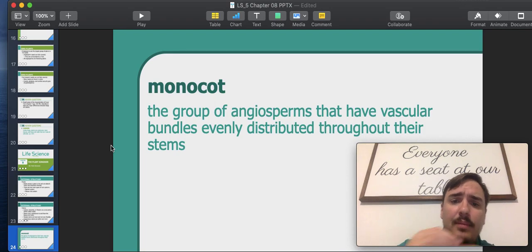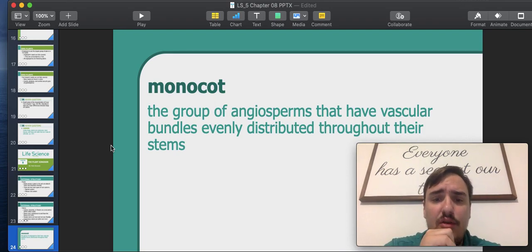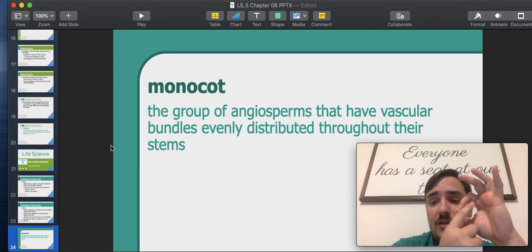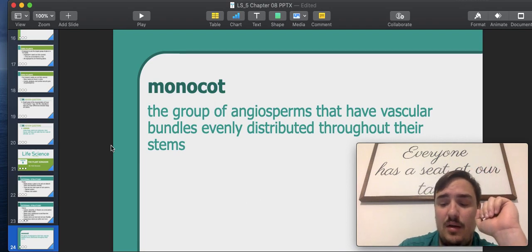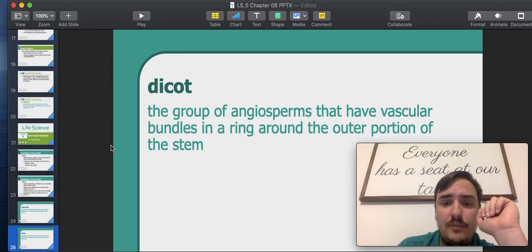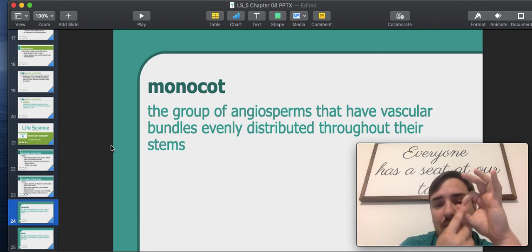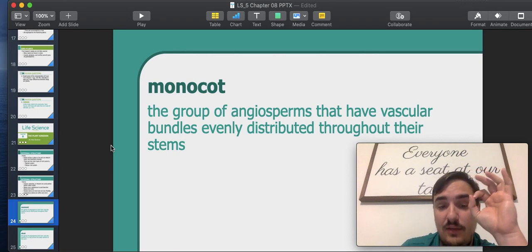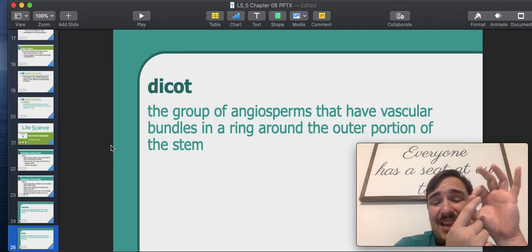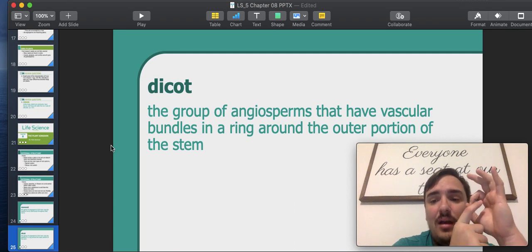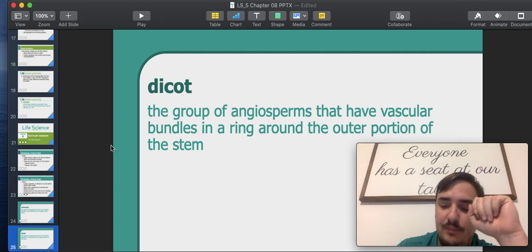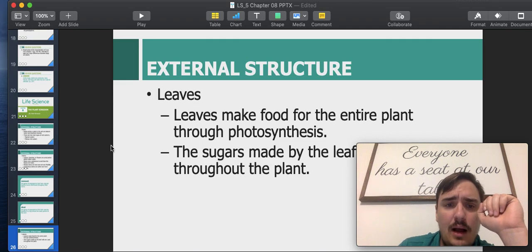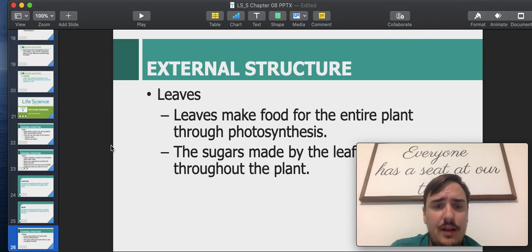Okay, monocot and dicot. Monocot is the group of angiosperms that have vascular bundles evenly distributed throughout their stem. Sorry, monocot is just evenly, randomly separated throughout the inside of the stem. Then a dicot has that vascular bundle, I like to say vascular ring, around the outer portion of the stem.